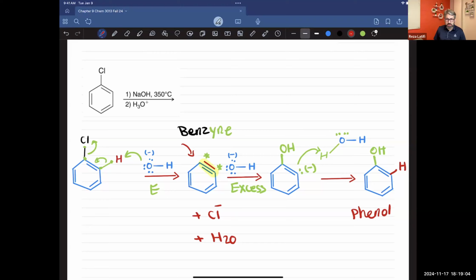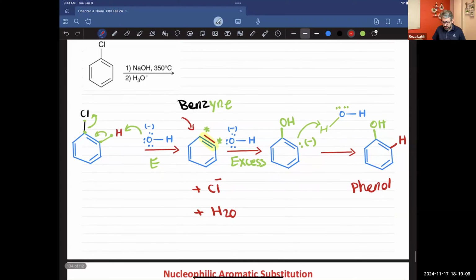Now, the last step of the reaction, it says we are adding acid to it. Remember this. Here we are getting an intermediate that has a negative charge. So we need to have some acidic solvent to technically neutralize that negative charge, and that's the reason. And always we treat the reaction at the end with acidic H.